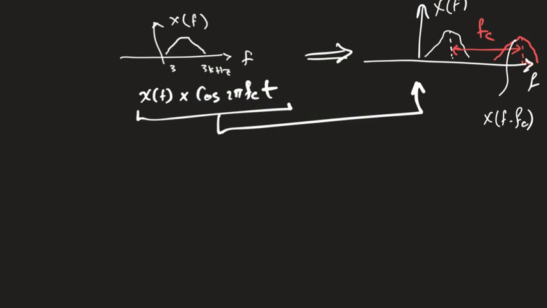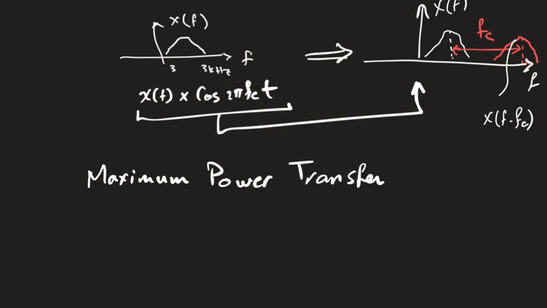Now that is from the signal's point of view. You just need to remember frequency representation, what's shifting up, what's shifting down, what's time domain representation versus frequency domain representation. The other important concept that you need to remember as well is something called the maximum power transfer concept, or sometimes they call it the maximum power transfer theory.